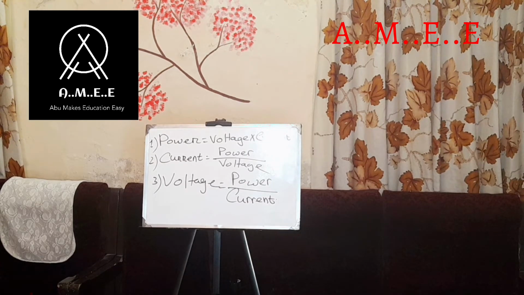Another example: a television uses 150 watts and 17 ampere of current.